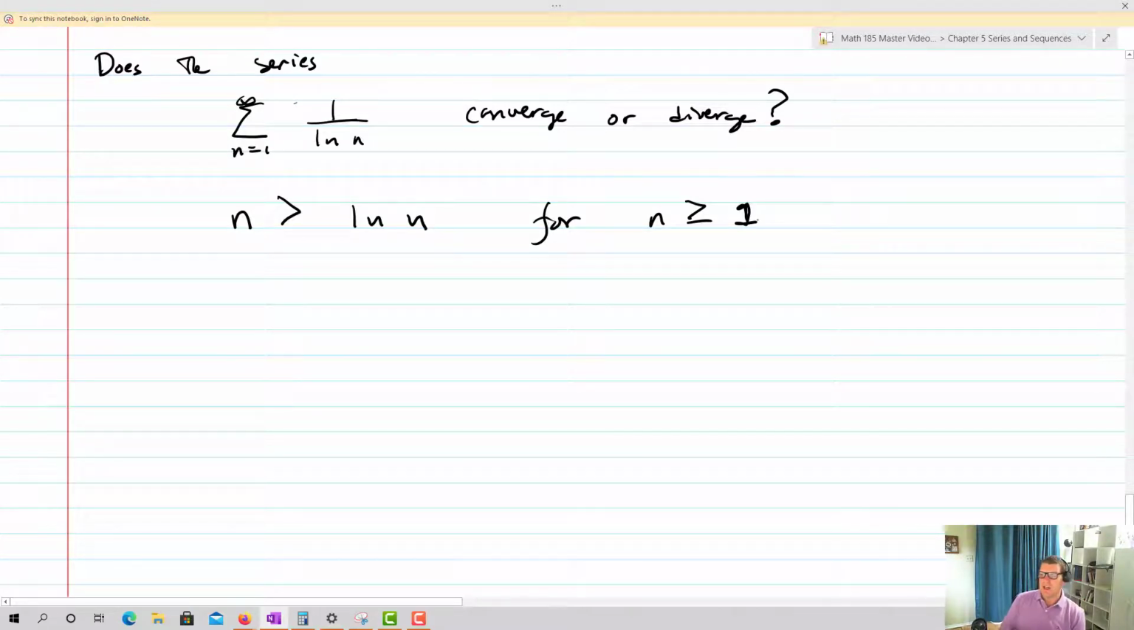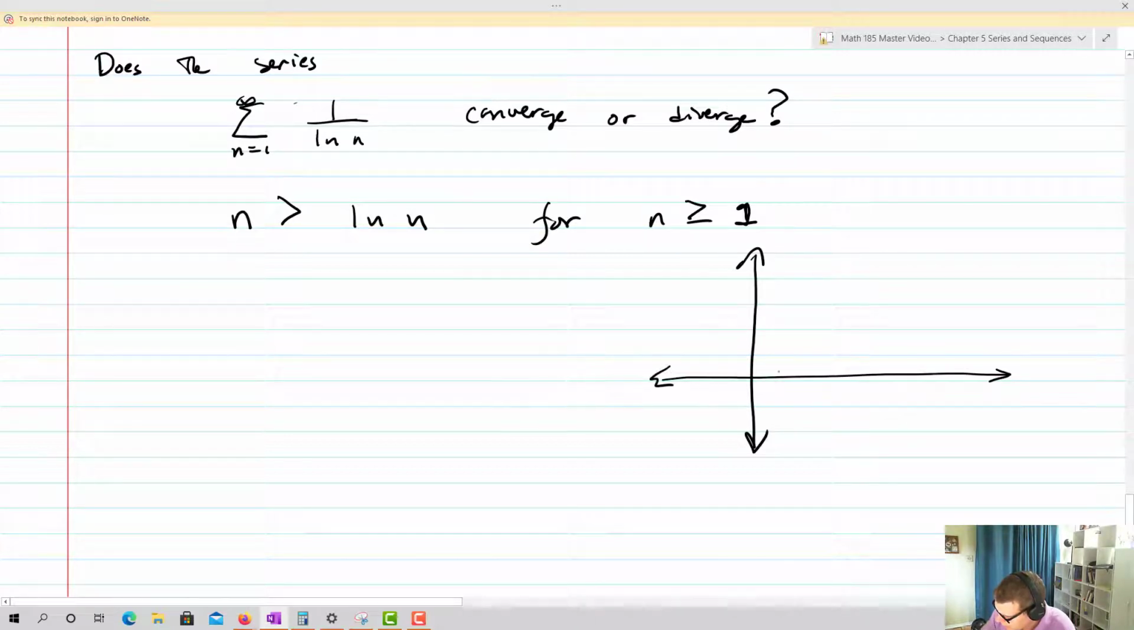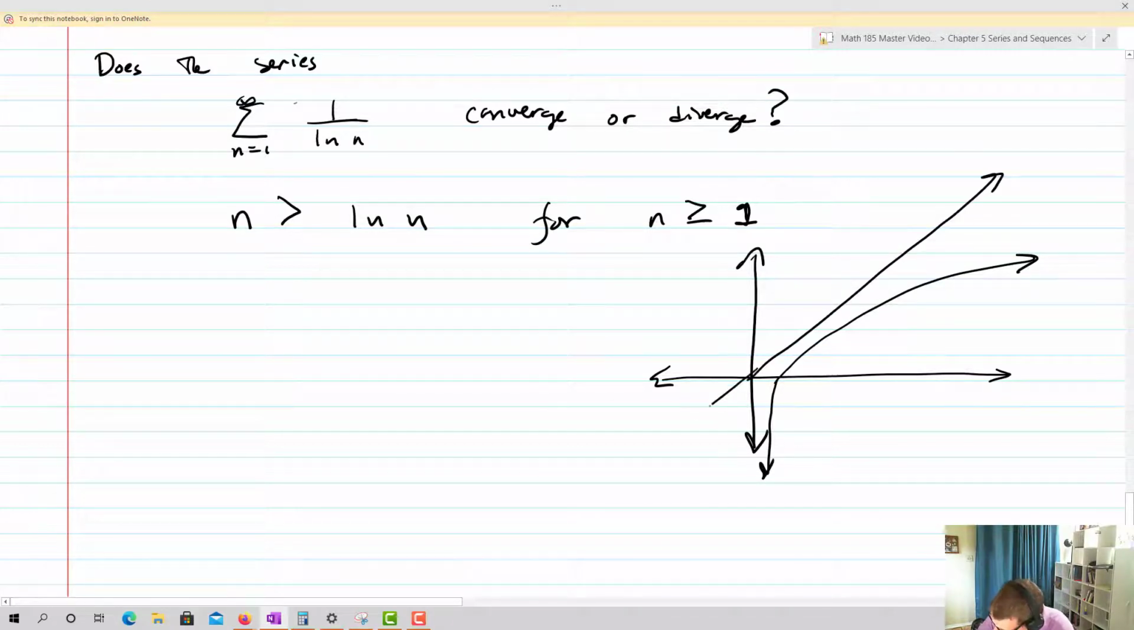n is what's called a linear function. Natural log of n is logarithmic. And so consequently, n is going to grow bigger than the natural log of n. Just absolutely the truth. You can even look at a graph. Here is the natural log of n, and here is y equals n, or y equals x, and y equals the natural log of x. So that's going to be true. So n is greater than or equal to the natural log of n. So what that means is that 1 over n is going to end up being less than or equal to 1 over the natural log of n.